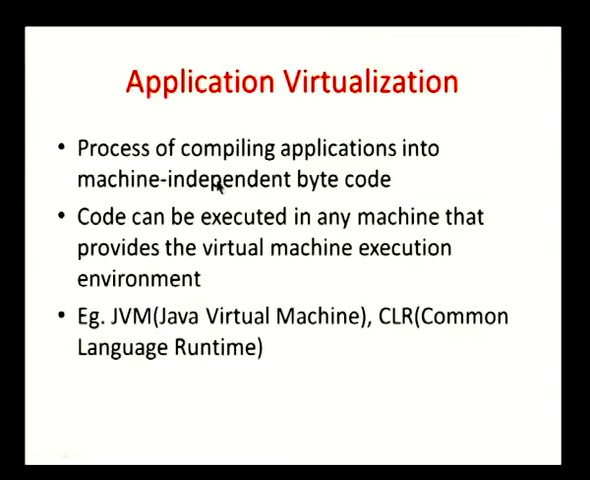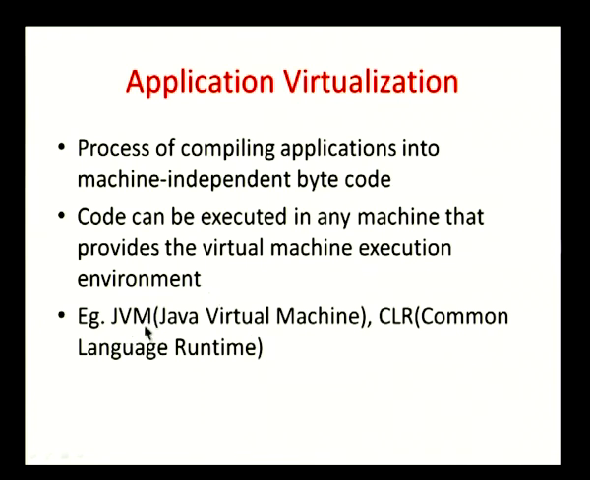How is it achieved? We call it application virtualization. The program developed in one environment is executed in another environment, that is called application virtualization. For example, whenever you have Java, you compile it and it will generate bytecode. So, the process of compiling applications creates bytecode which is machine independent, and the code can be executed in any machine that provides the virtual machine execution environment.